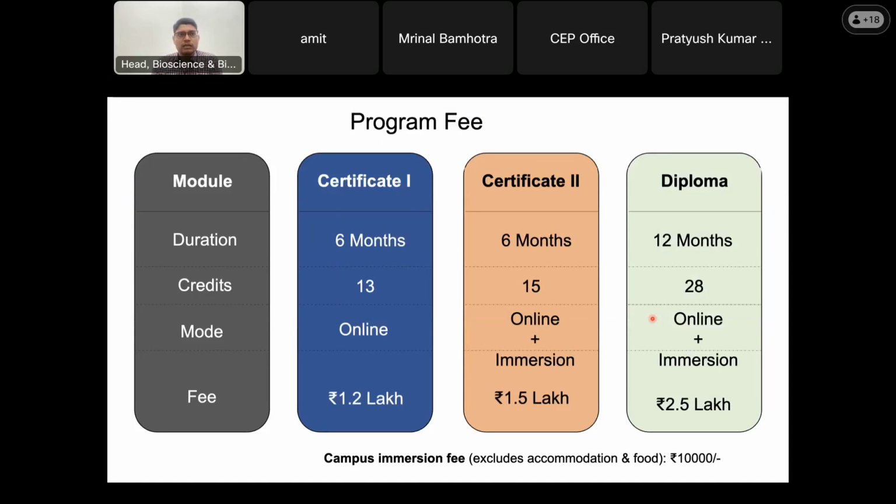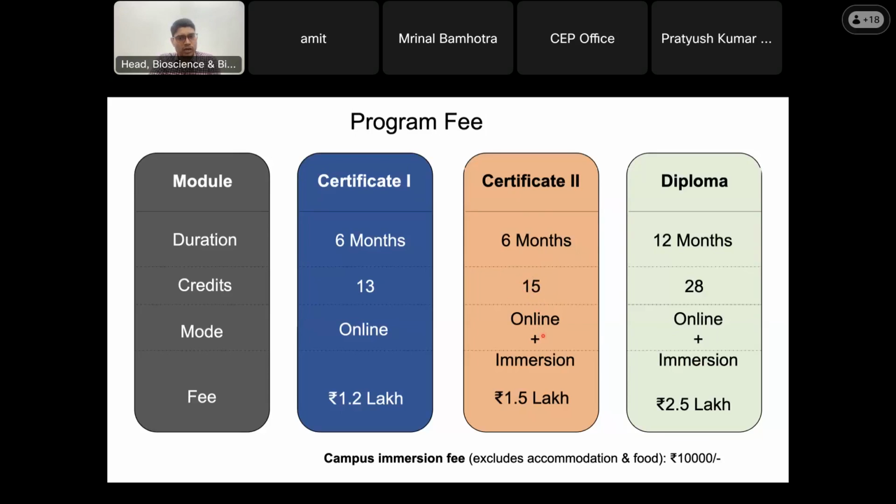Regarding the fees, this is also in the brochure, and I just want to show you again. We have certificate 1, whose duration is almost 6 months, and total credits to be earned is 13. The mode of this program will be completely online for certificate 1, and the fees is 1.2 lakh. And certificate 2 is again a 6-month advanced training program, in which you will gain more hands-on experience. It will have 15 credits in total.